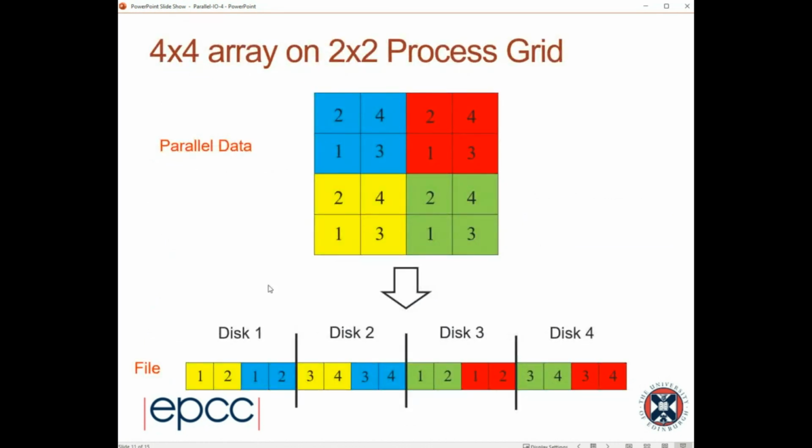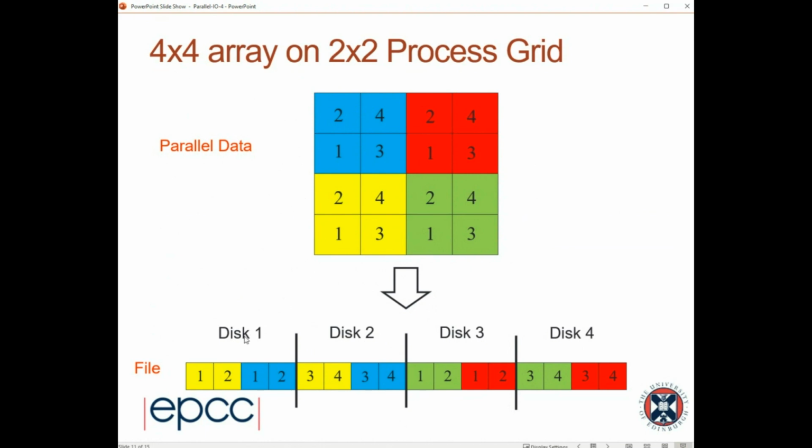So, for example, if we had this 4x4 array on a 2x2 process grid, and we striped it across 4 disks, 4 OSTs, MPI-IO would first notice that. And when I say MPI-IO, this is inherited by the other I/O libraries. They use MPI-IO at the lowest level, so the same is true in most cases for the other I/O libraries like HDF5, for example.